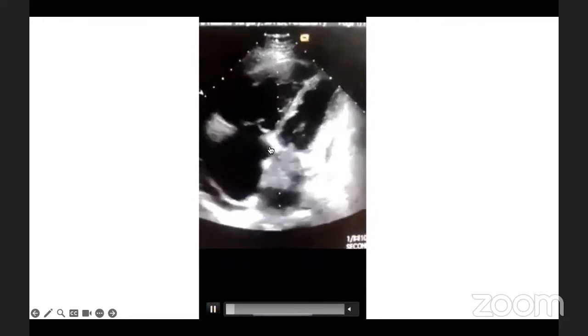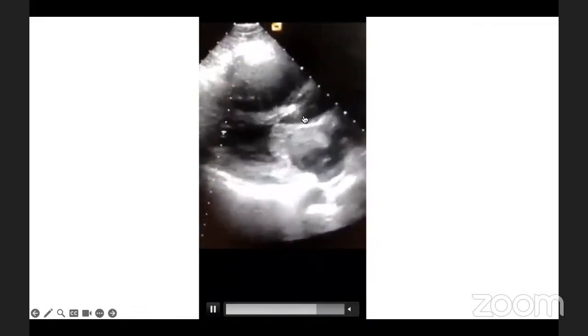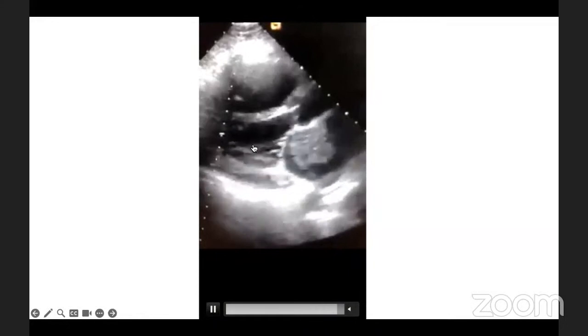To the wall. Yeah, to the septum, right? So it's very attached to the septum and penetrating through the tricuspid valve, sorry, the mitral valve, back and forth into the left ventricle. This is the aortic valve. This is the mitral valve. And you see the mitral valve is spared, okay?